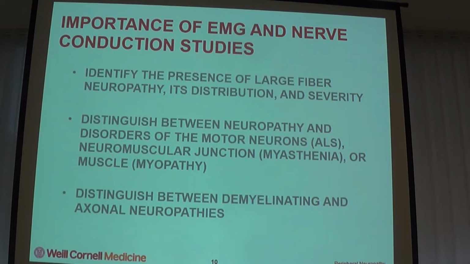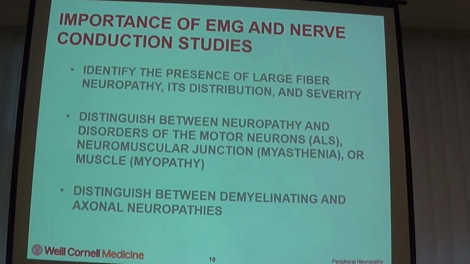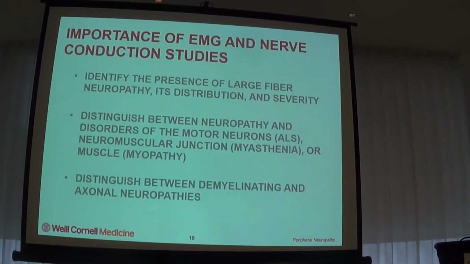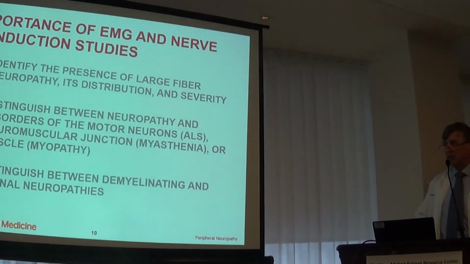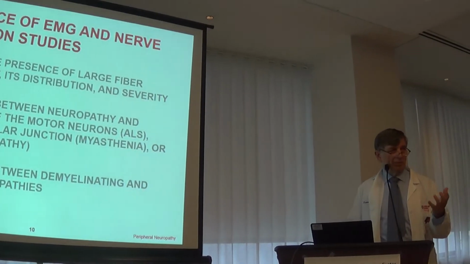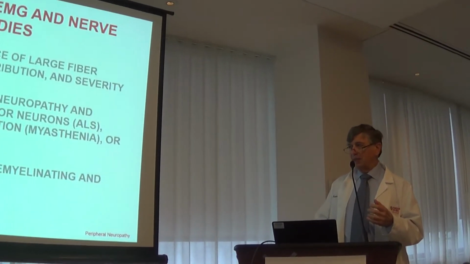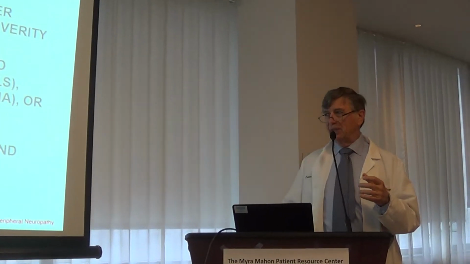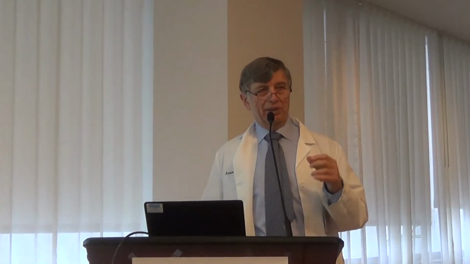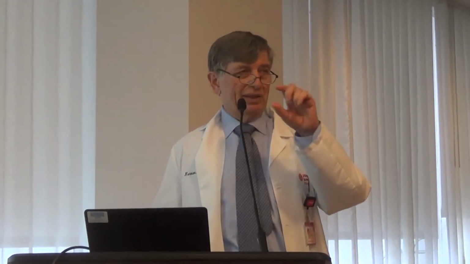Now, the EMG nerve conduction studies are particularly important. They identify the presence of neuropathy. They can distinguish between neuropathy as a cause for the symptoms and other potential causes, for example, ALS or motor neuron disease, things like myasthenia, neuromuscular junction diseases, or myopathy, which primarily affects the muscles. And also, if there is a neuropathy, it distinguishes whether it is primarily demyelinating, affecting the myelin sheath, or axonal, affecting the axon.